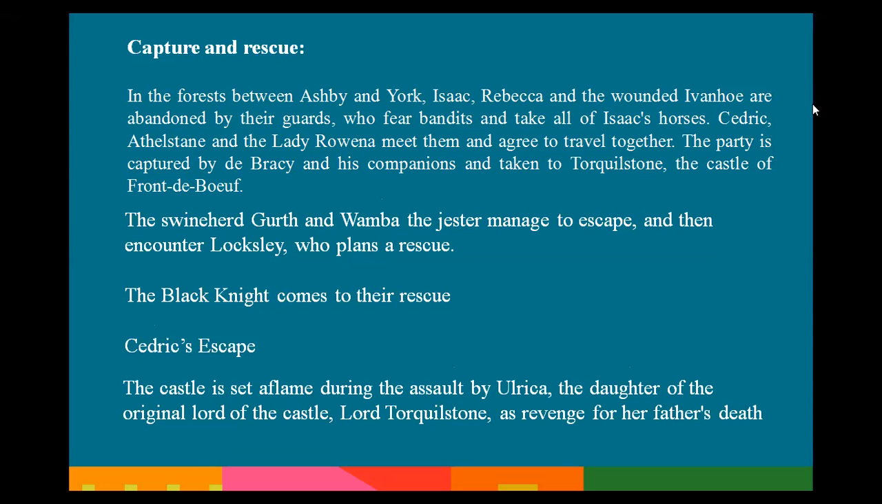The Black Knight, King Richard the Lionheart, actually is also there, who has taken refuge in the hut of Friar, one of the merry men of the gang of Robin Hood. He is informed about these captives by Robin Hood, Locksley, and he also volunteers his assistance. And they all together plan a rescue. What they do is they besiege the castle of Frondibus, Torquil Stone. They surround it with their armed forces so that they can force them to surrender.